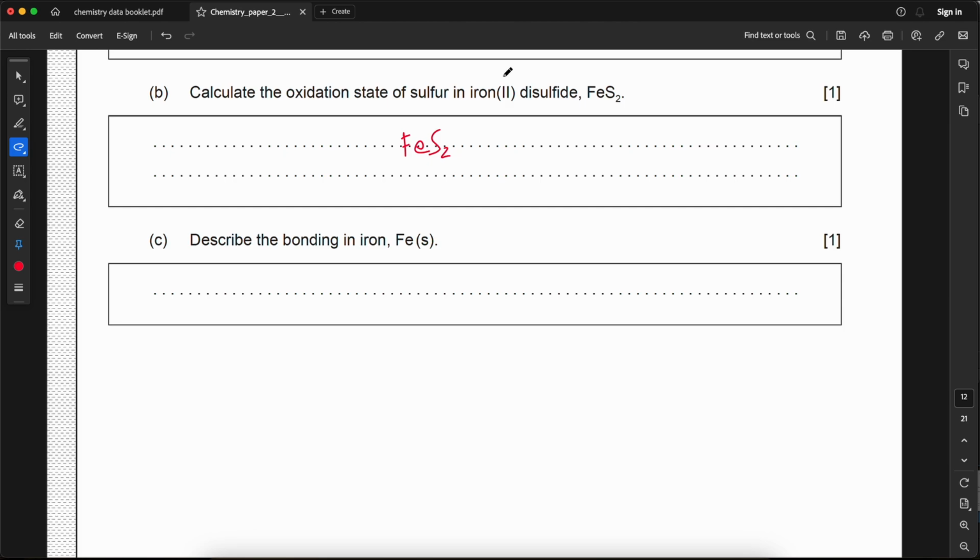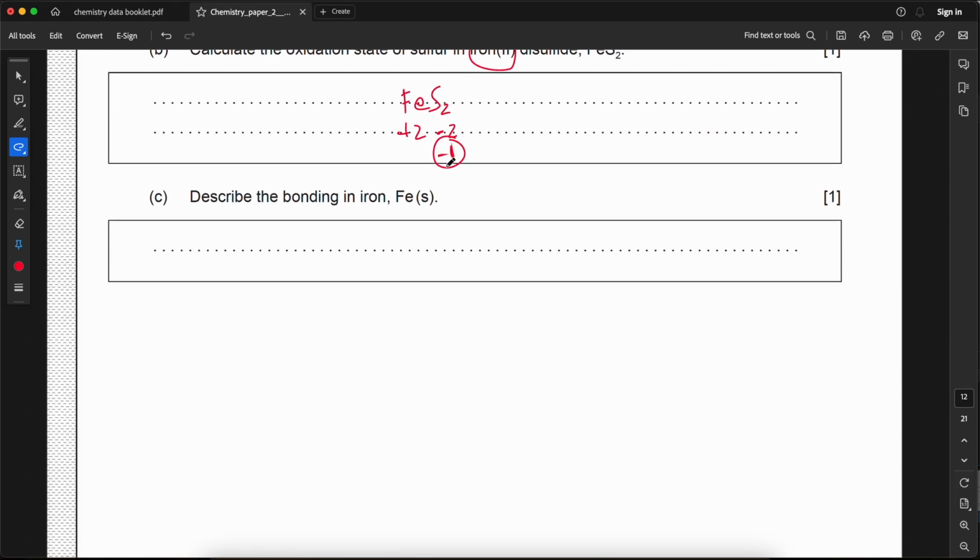Fe(S2), you know, Fe2, iron 2, it means +2. This one will be -2, but remember it is S2, so -1. Describe the bonding in iron, Fe. It's a metal, so metallic bonding is the electrostatic attraction between a lattice of cations and delocalized valence electrons. Okay.